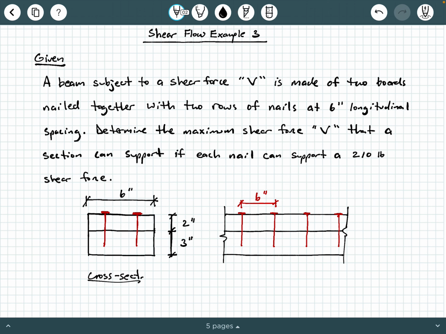And then on the right figure, we have a side view, all right? Of course, this dimension here is the 2 inches. The bottom vertical dimension is the 3 inches. And on the side view, that's where we see the 6-inch spacing, and this is typical between all of the nails. So 6 inches here, 6 inches here as well, all right? Again, what are we doing here? Well, we're trying to find the shear force V, all right? So let's go ahead and write the solution.